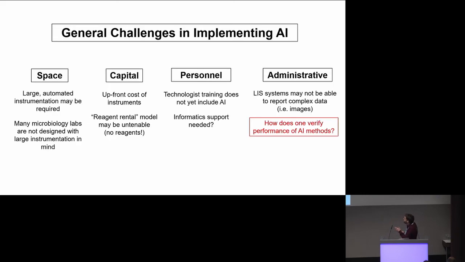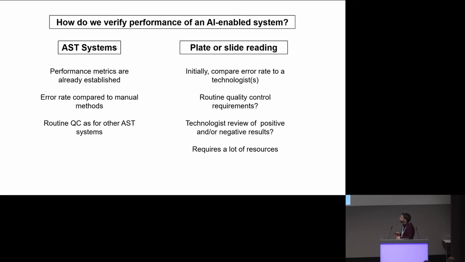Now finally, how does one perform verification? For AST systems, it's really easy. Performance metrics are already established. You can compare them to manual methods and run QC just like everything else. So these slotted into the clinical microbiology laboratory very nicely, and I think these are relatively straightforward.